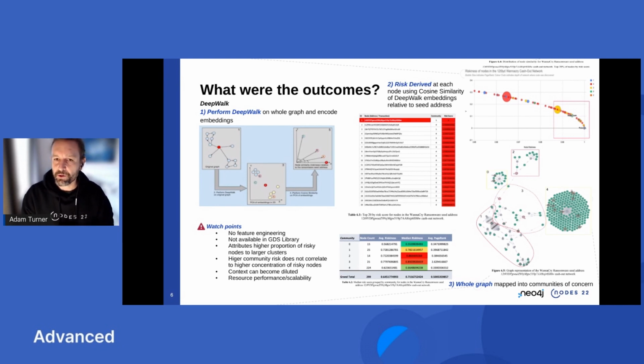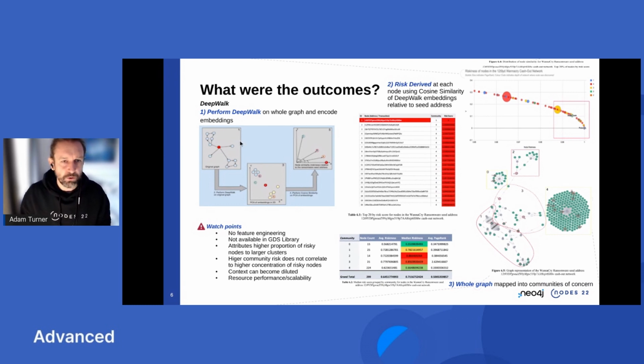Why does a higher community risk not correlate to a higher concentration of risky nodes? Because you can look at them individually, but you can also look at them collectively, because my objective was to try and disrupt the whole network. Okay, so where's that concentration of risky nodes? But it's not in a very risky community. And if you remember, I used the community detection and the page rank as some indicators of that. Okay, I didn't test any performance or scalability of the algorithm as well, so that's something to take into consideration as a watch point.